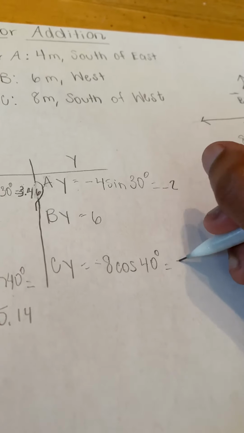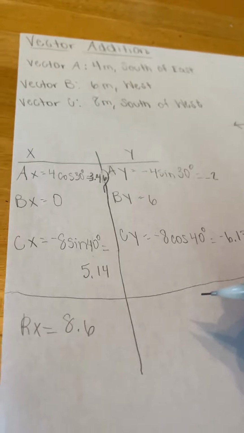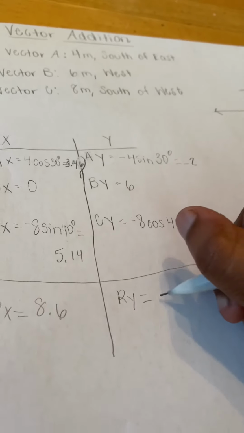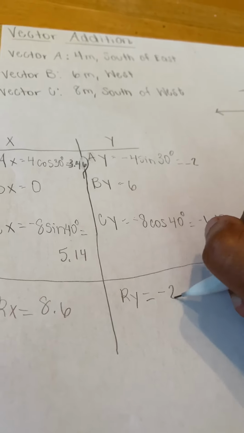And once you get all of the values on each side, you just add them up. And I did that also. So for RX, it would be 8.6, and for RY, it would be negative 2.13.